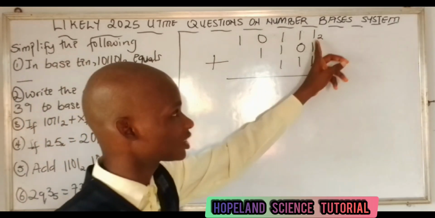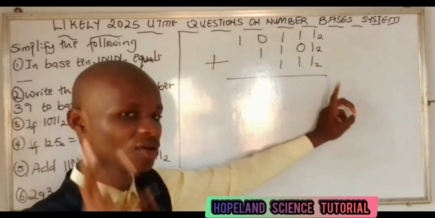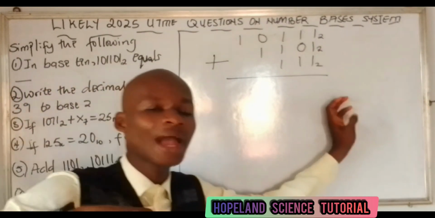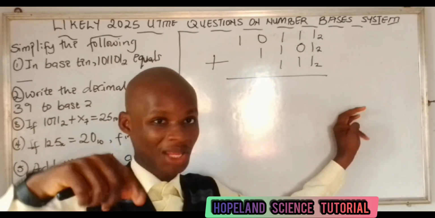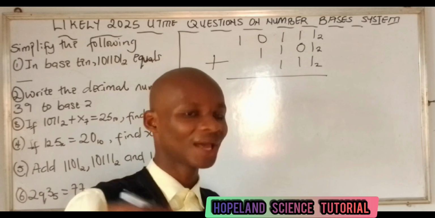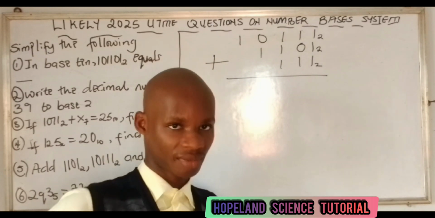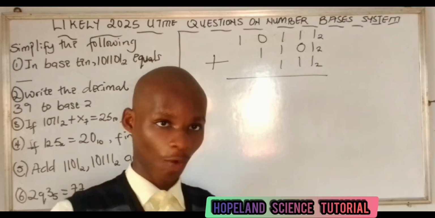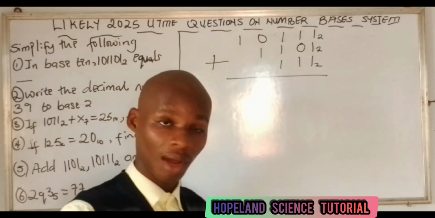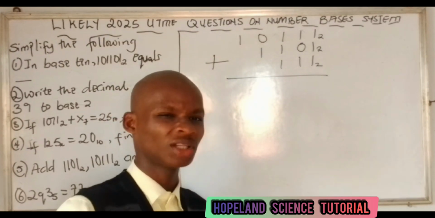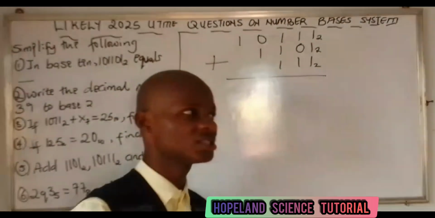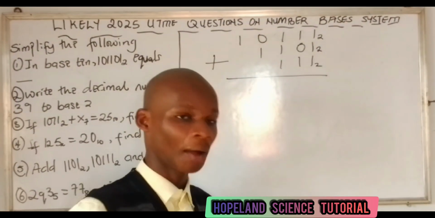You observe that 1 plus 1 plus 1 gave us 3. Now 3 is greater than the base. What do we do there? Anytime a number during your addition process is equal to or greater than the base, always divide that number by the base and write the remainder. I believe you get that point. Let me say it again. Anytime you are carrying out an addition process in number base and the result of that addition is greater than or equal to the base, what you will do is divide that number by the base.